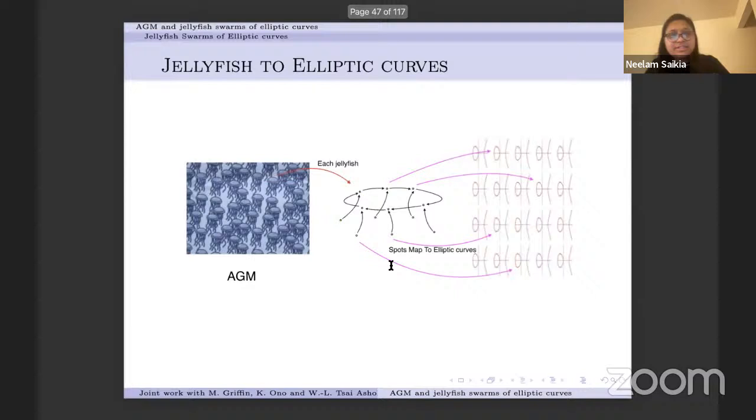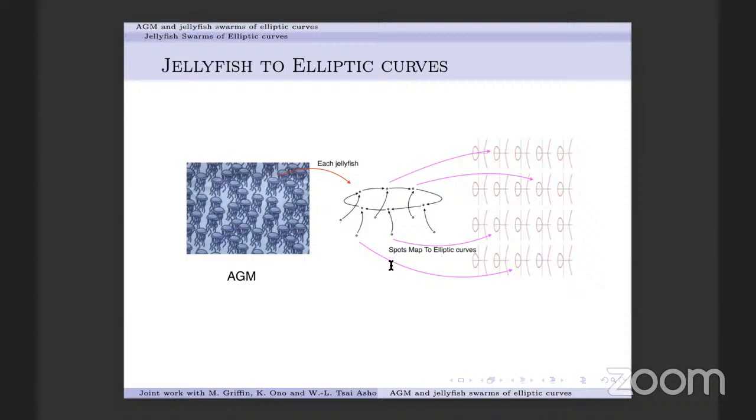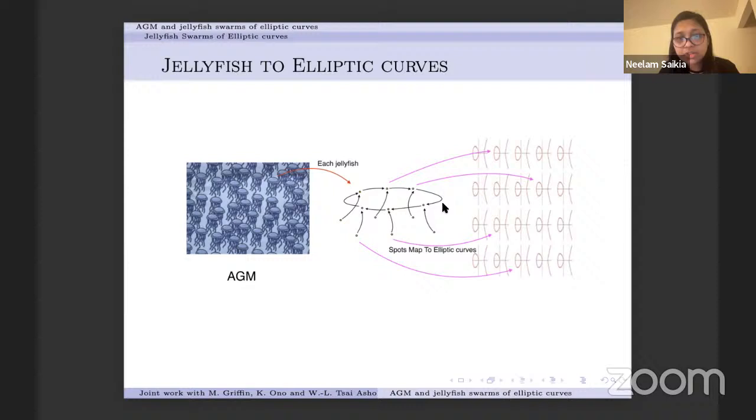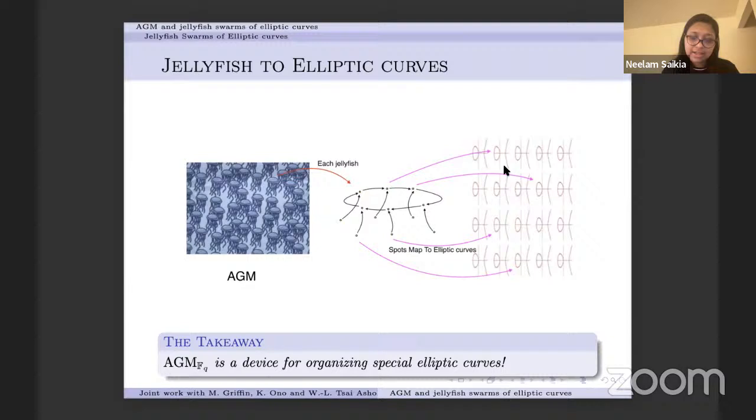So now we'll see some connection. We have an AGM sequence, and out of the AGM sequence we make directed graphs, which we call jellyfish swarm. And now from each jellyfish node, we call these the spots in this graph. So we map these spots to some families of elliptic curves. We will say that the AGM sequence is a device for organizing special families of elliptic curves. And why we say this, we'll see in our next slides.